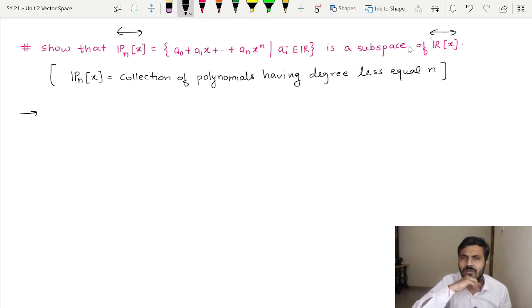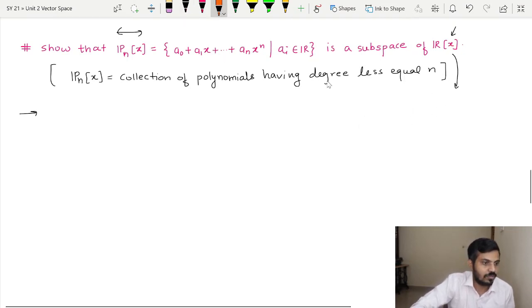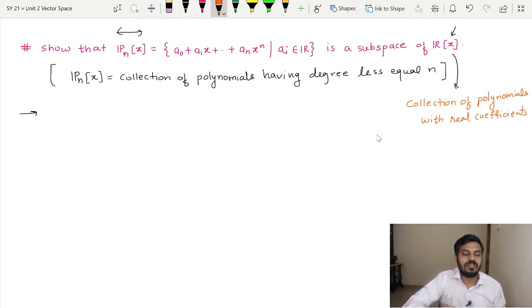Now let us recall what exactly R of x is, because we have already seen this set before. R of x is actually nothing but a collection of polynomials having real coefficients and in the variable x. Note what I am saying, R of x is collection of polynomials with real coefficients.